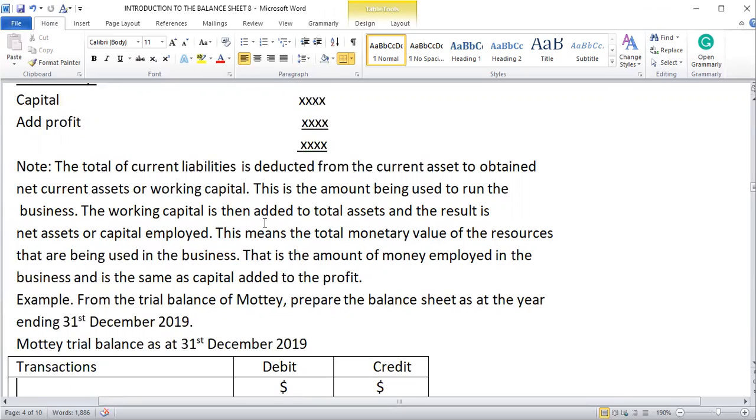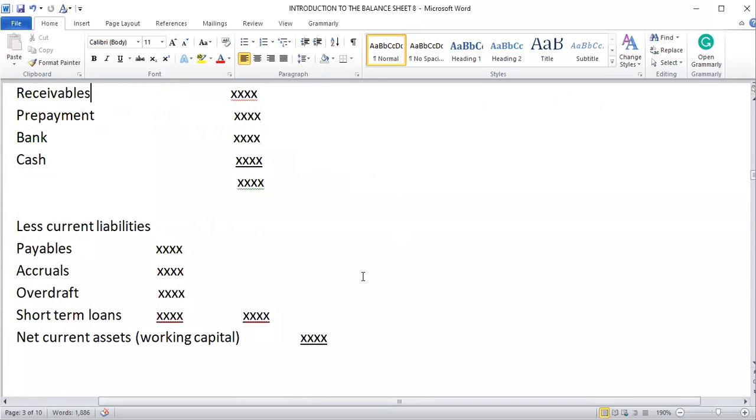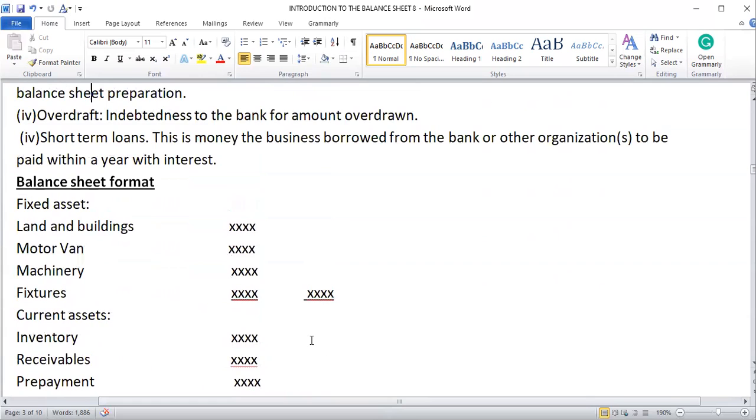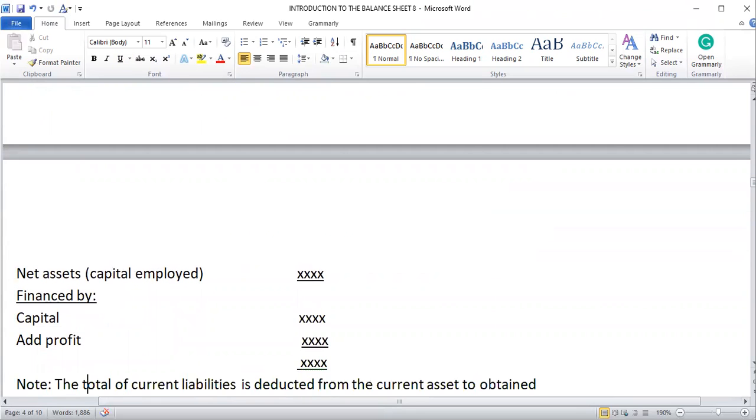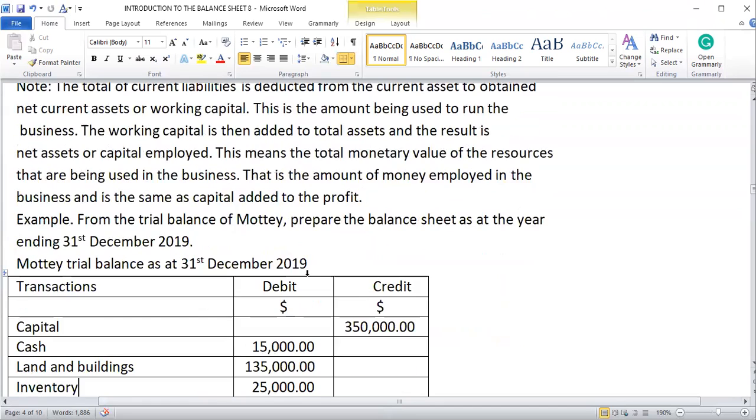The working capital is then added to the total fixed assets, and the result is what? Net assets or capital employed. As I said, when you get this figure, which is the working capital, you add it to the total fixed assets, so that you arrive at the net assets or the capital employed. Okay.